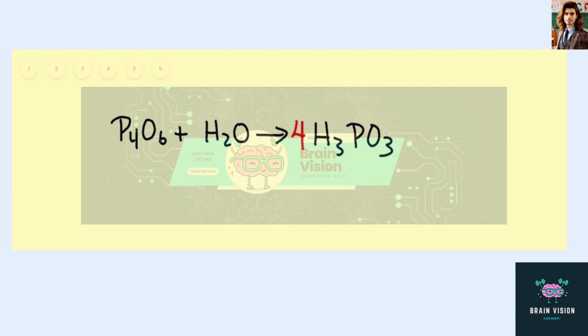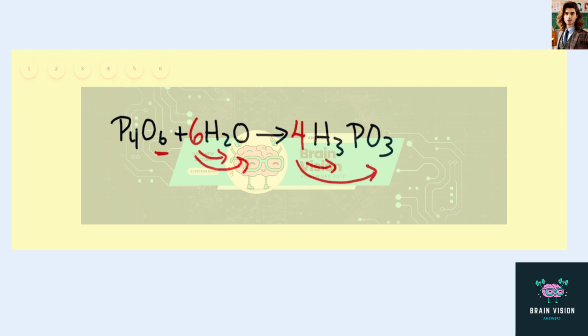This now gives us 12 hydrogen. We will add a 6 in front of water, which will also give us 12 hydrogen. Adding up our oxygen, we have 6 here and 6 here. 4 times 3 is 12 in the product.